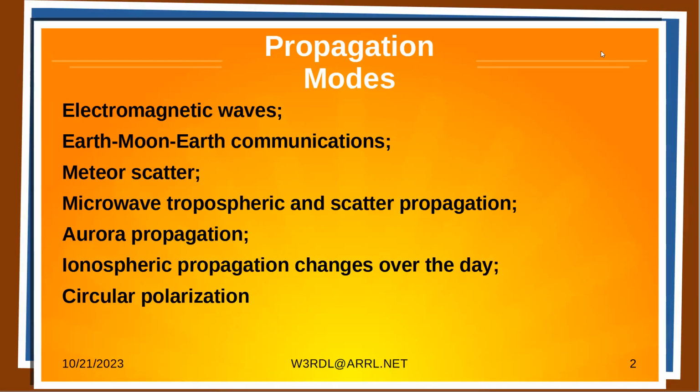Okay. One more time. We're going to talk about propagation modes. Basically, Earth, Moon, or moon bounce, meteor scatter, some of the tropospheric stuff, aurora propagation, a little bit about polarization.